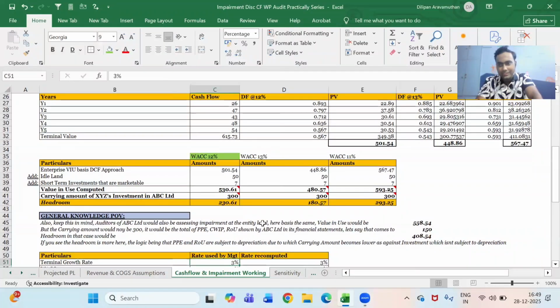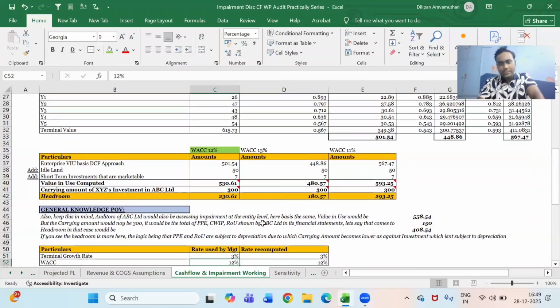This would have been a new point for most of you. Most of you would have thought that the impairment computation at the investment level is going to be the same as at the standalone level. No, it's not going to be the same. There is going to be a substantial difference. The only thing that remains constant is the value in use, and the only thing that differs is the carrying amount. I hope you got an understanding about this, guys.